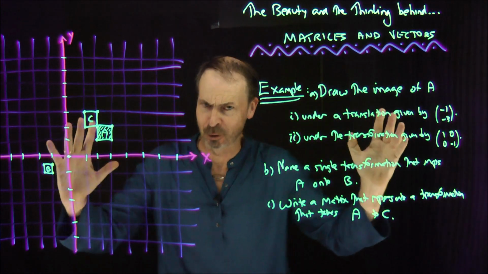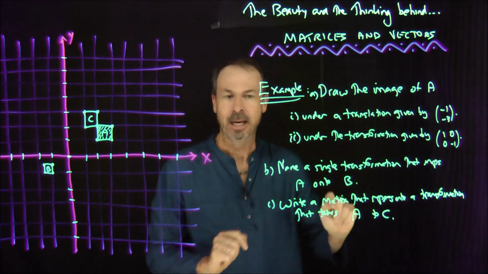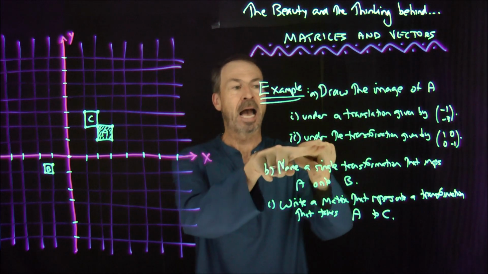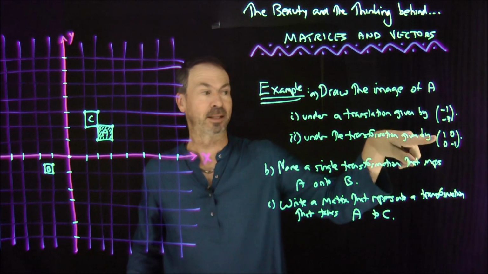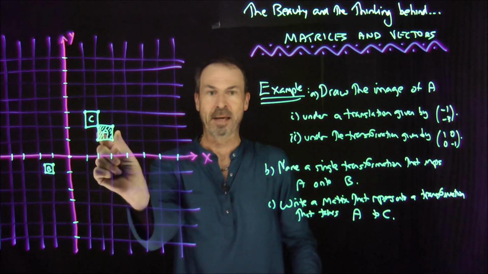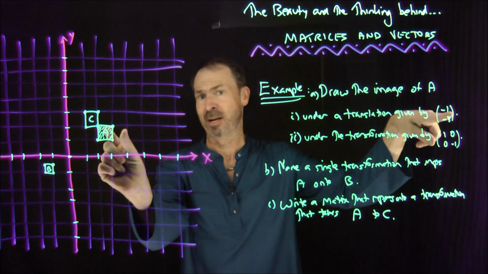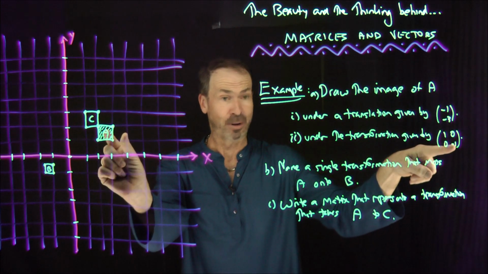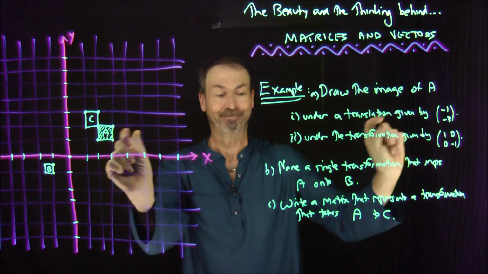Can we figure out what that means? Can we make an intelligent guess about what that means? And then draw the image of A under the transformation given by this matrix with a 1 and a 0 and a 0 and a -1 in it. So draw where the image of A is when you translate it by this, and then draw the image when you apply that matrix to it.